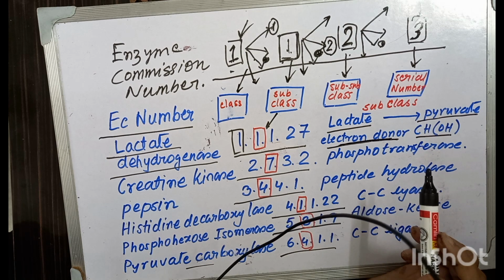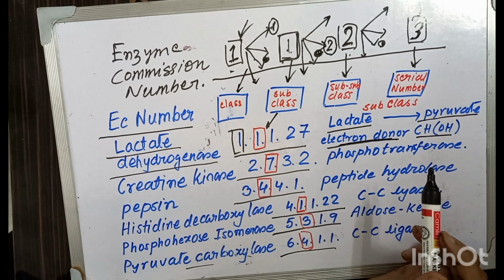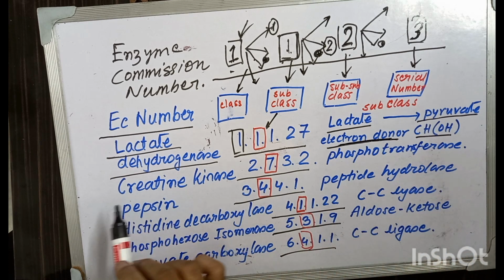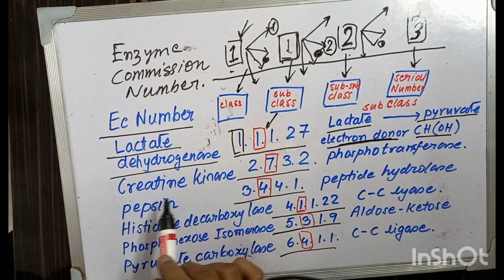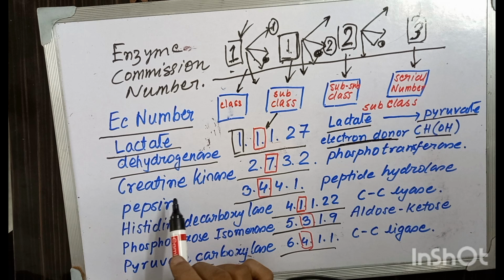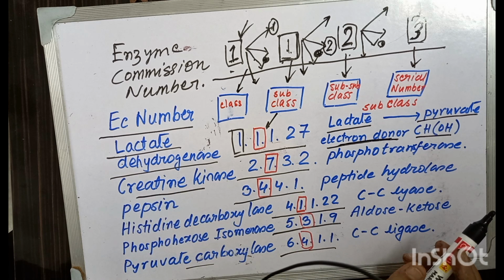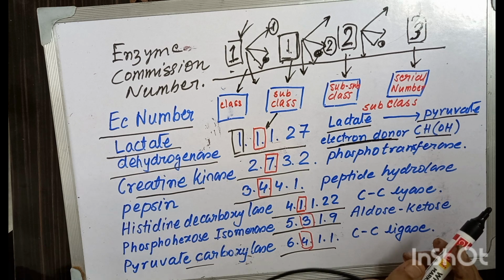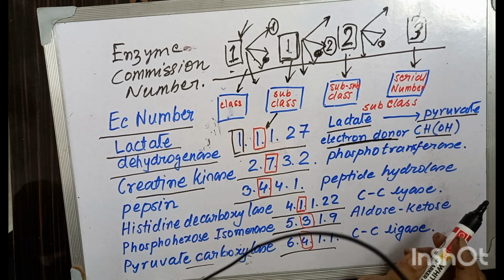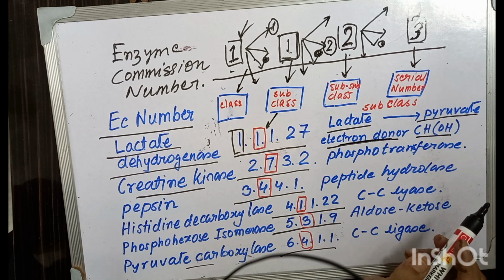So there are different electron donor groups. Now I'll go to the creatine kinase example. Creatine kinase is an example of a transfer reaction, the transfer of a phosphate to creatine. You will be coming across different names of kinases.